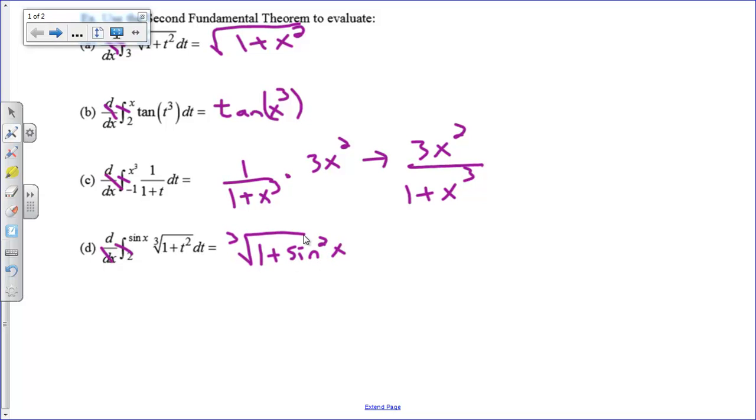And I'm not done. I have to use the chain rule. I have to multiply this times the derivative of the upper limit. And of course the derivative of sine is cosine. Once you learn this shortcut, it should be super duper easy.